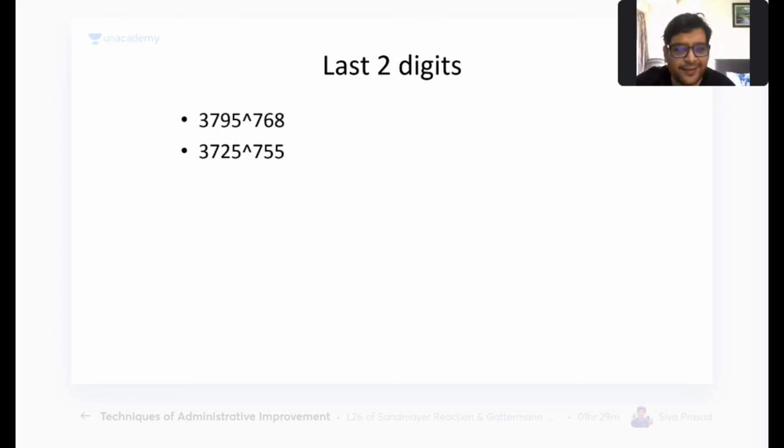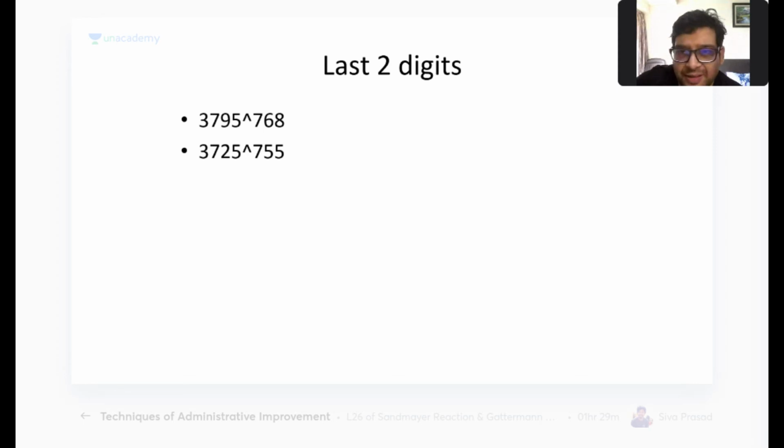$75 and $25 is what Siddharth says. Anyone else? Gaurav says 25. Let's check.